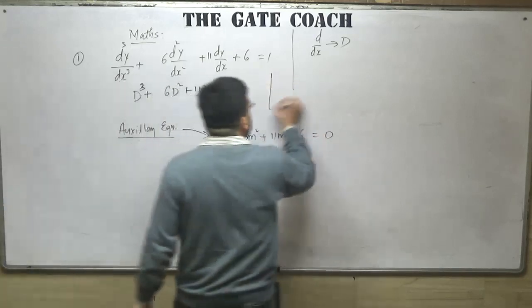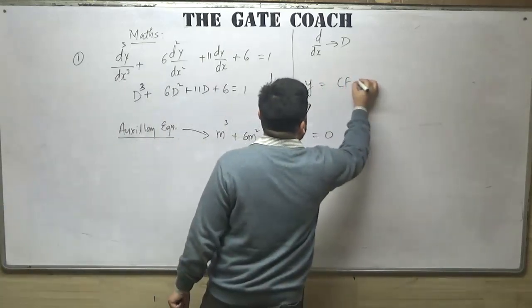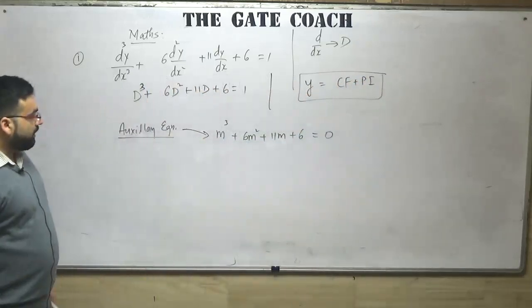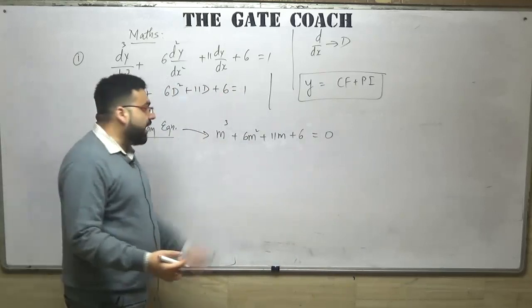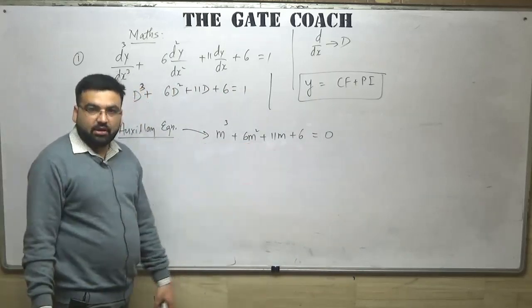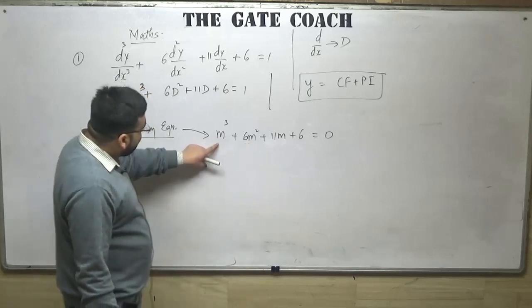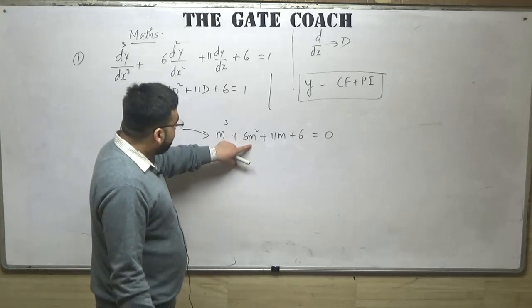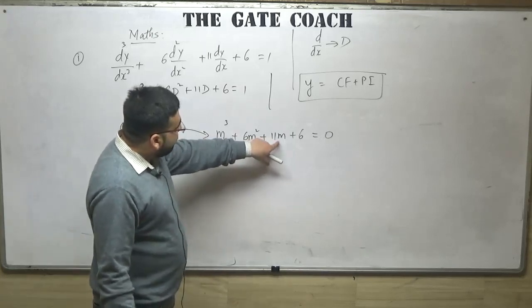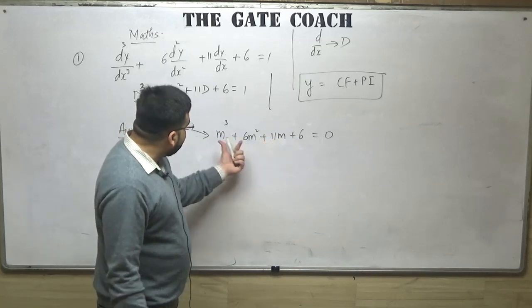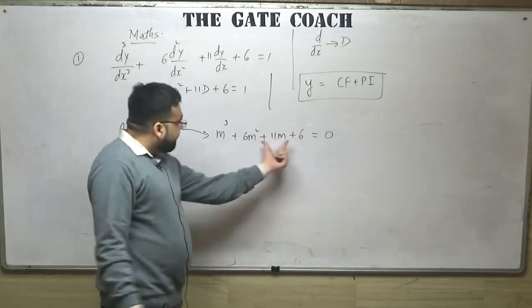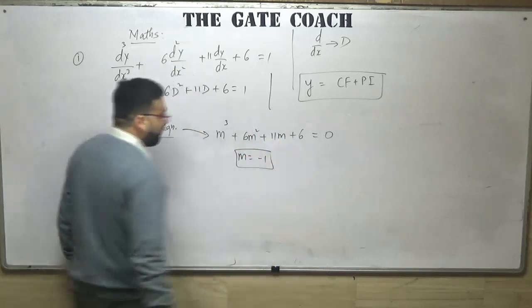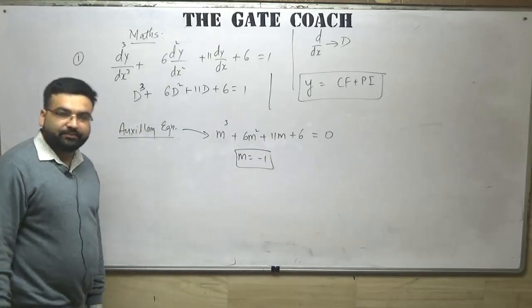The solution of this type of differential equation is y equal to the complementary function plus the particular integral. The only thing you have to do in this question is to find the factors. One factor you can clearly see: if you put m equal to minus 1, minus 1 plus 6 is 5, then minus 11 plus 6 is minus 5, so 5 and minus 5 give 0. So one factor is m plus 1.